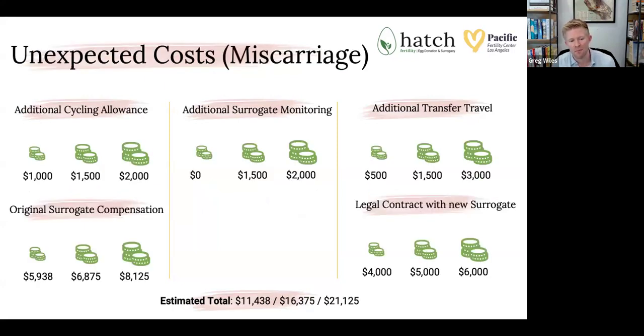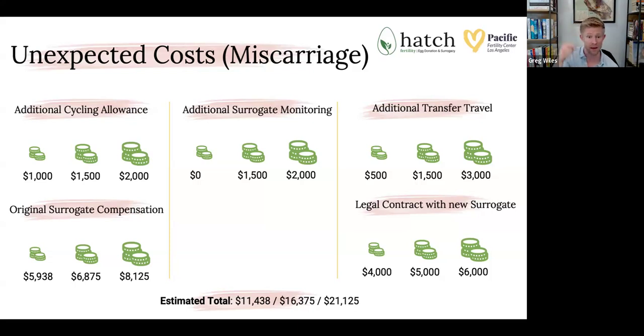Let's talk about a more difficult situation, which is a miscarriage. A miscarriage has very similar costs to an additional transfer on the top section there, those 3, right? Allowance, monitoring, and travel. You have to do another transfer basically after a miscarriage. But on top of that, you also have to incur additional costs for 2 things.